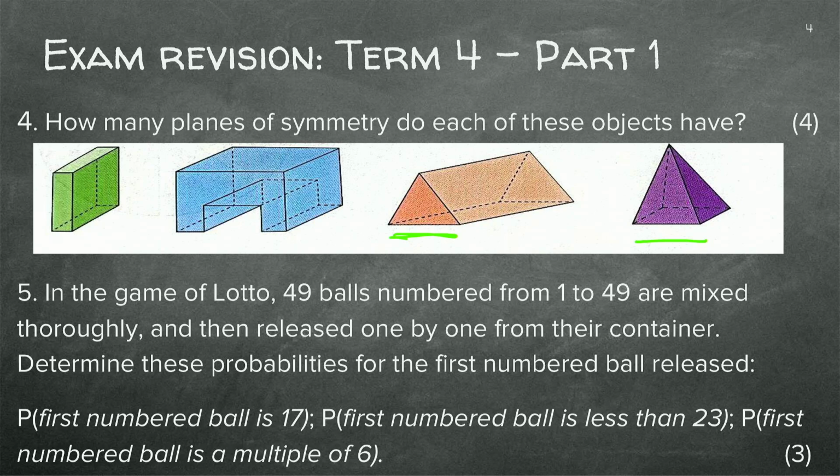Then in 5, we are doing some probability. In the game Lotto, 49 balls numbered from 1 to 49 are mixed thoroughly and then released one by one from their container. And then they ask us to determine the probability for the first numbered ball released. They ask us if the first numbered ball is 17, or the probability for the first numbered ball is 23, or the probability for the first numbered ball is 6. Okay.